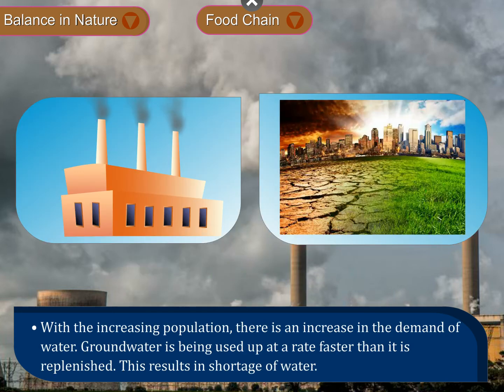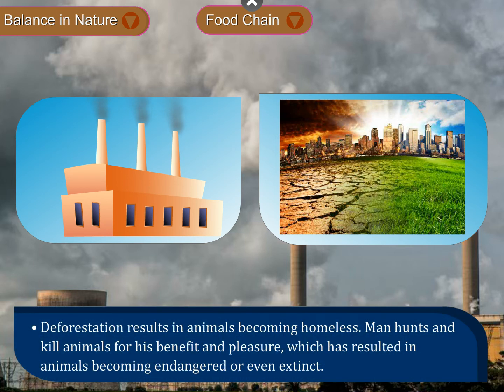With the increasing population, there is an increase in the demand of water. Groundwater is being used up at a rate faster than it is replenished. This results in shortage of water. Deforestation results in animals becoming homeless. Man hunts and kills animals for his benefit and pleasure, which has resulted in animals becoming endangered or even extinct.